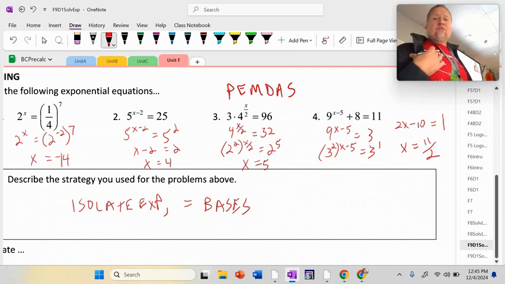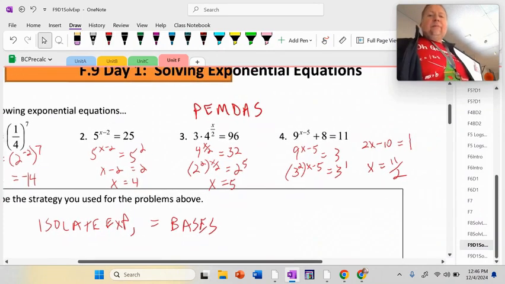And then the last one, you have to subtract 8 first before you consider equal bases. All right, and then equal bases, and then you really just drop the bases. And I don't know, it's just like common sense.